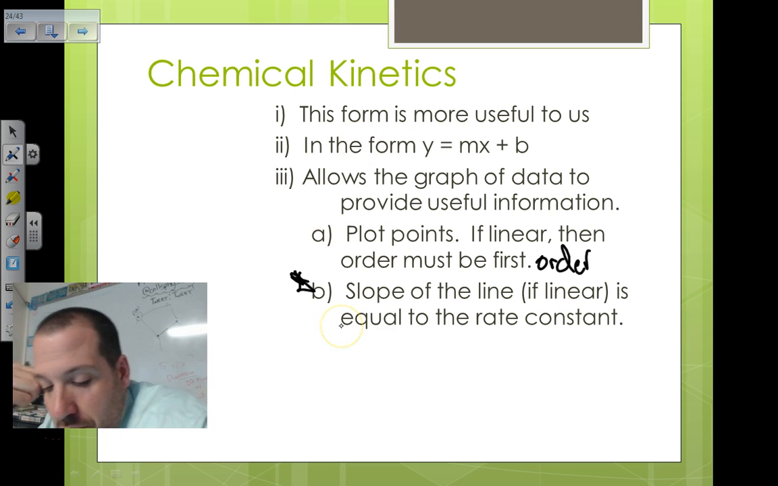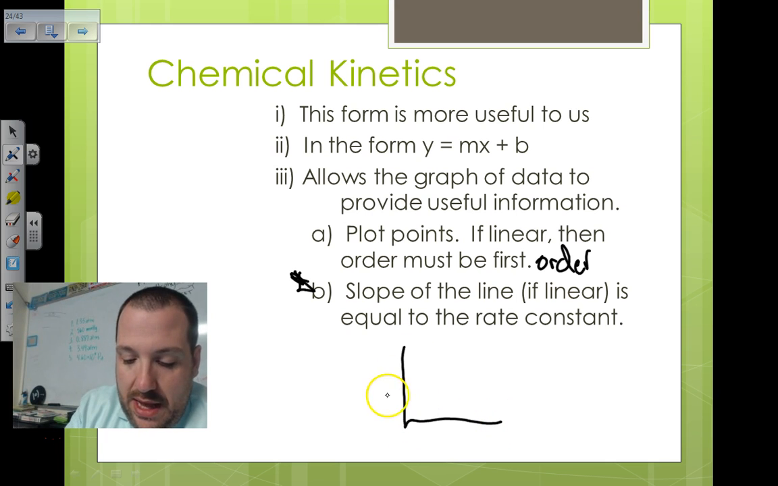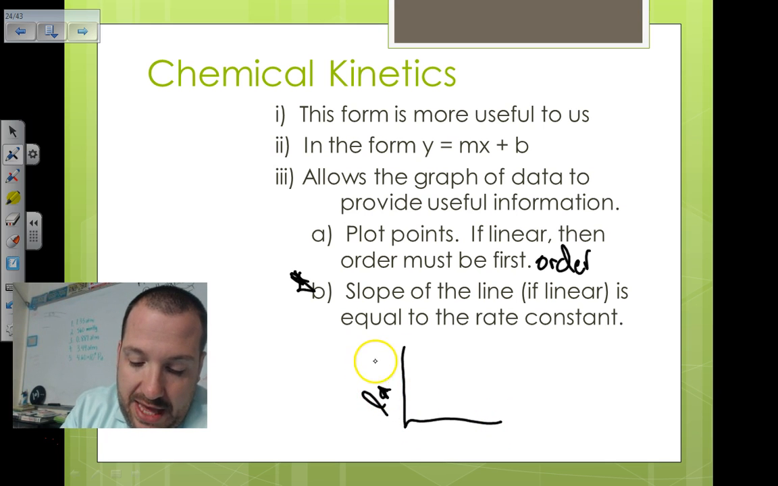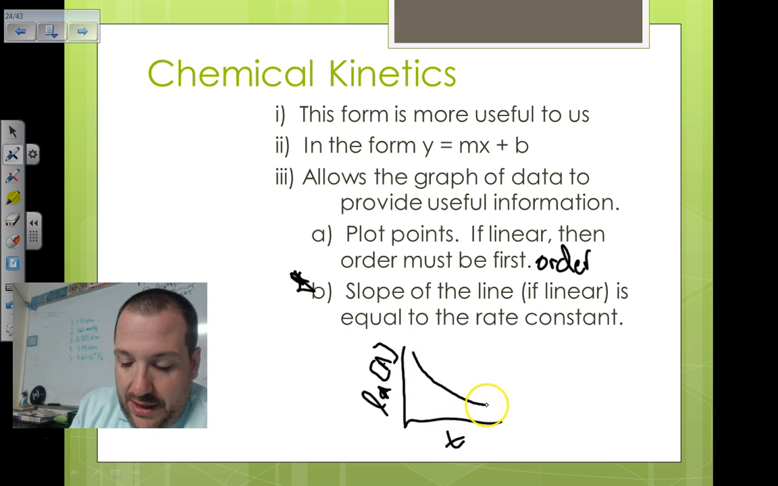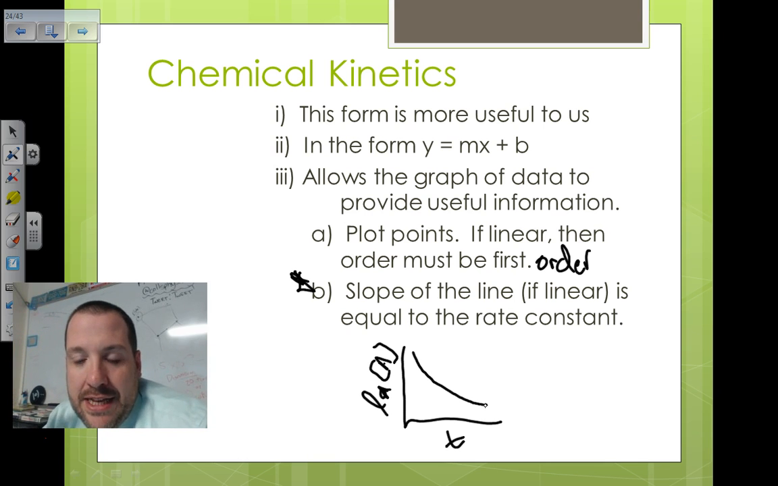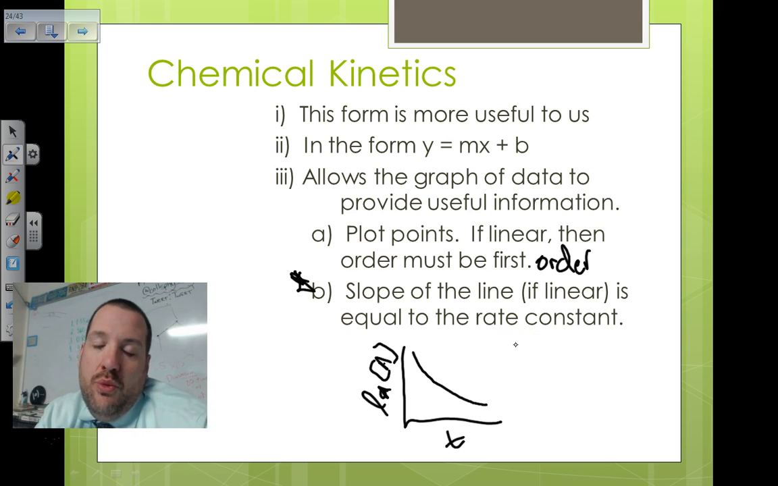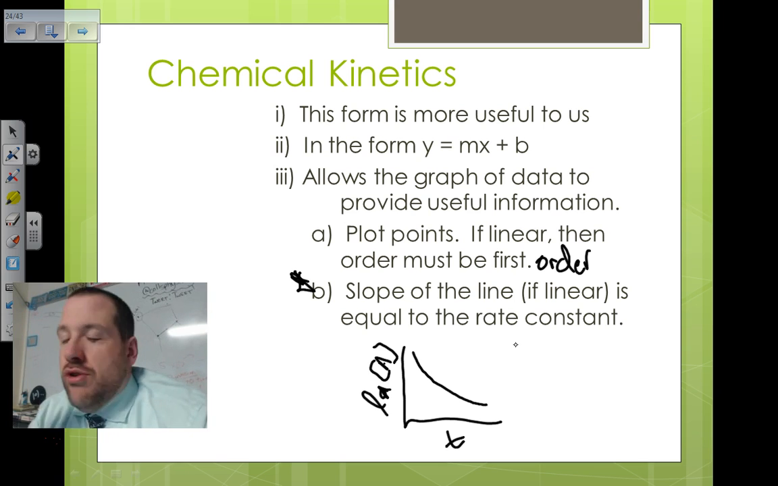There's another point, and the point is what happens if you plot ln of A, concentration of A, versus time, and it is nonlinear? Well, I know you're going to say it's going to be second order. No, it's not that it's going to be second order. What we know is that it's got to be something other than first order, which means it could be second order, third order, fourth order, could be zero order, whatever.